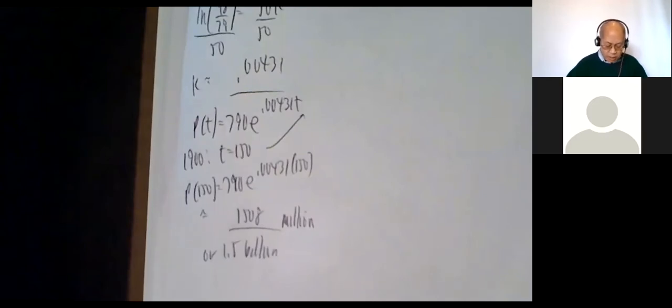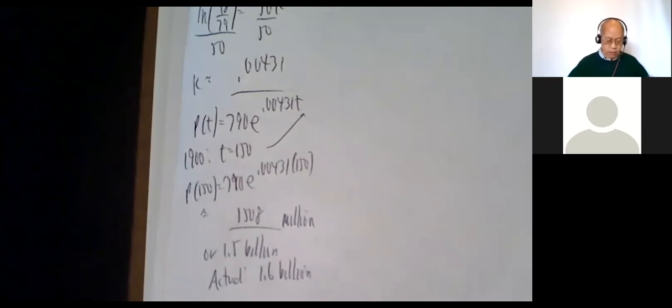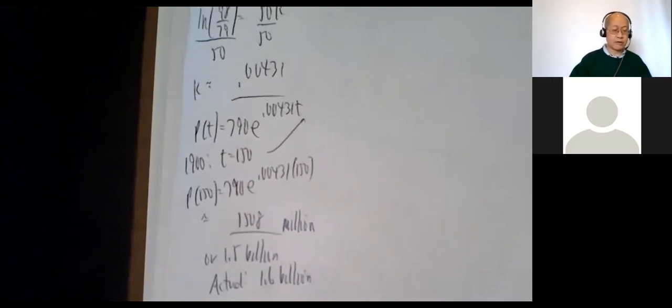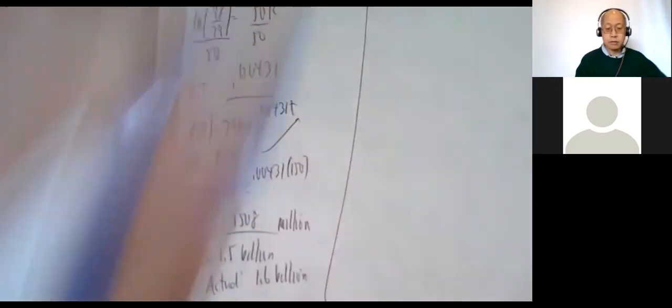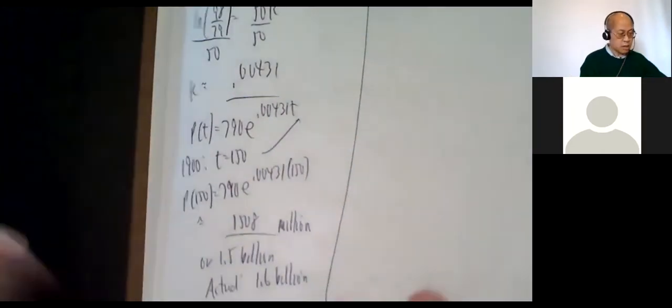Okay, it says compare with the actual. Actual was 1.6 billion from the chart. Okay, so that looks pretty close. And all the other questions in problem 5 are just like that. So that's that type of problem. Okay, 11.